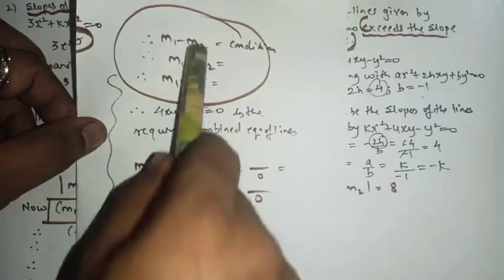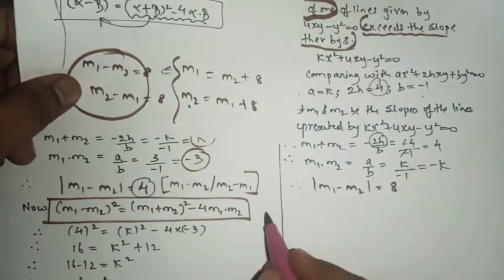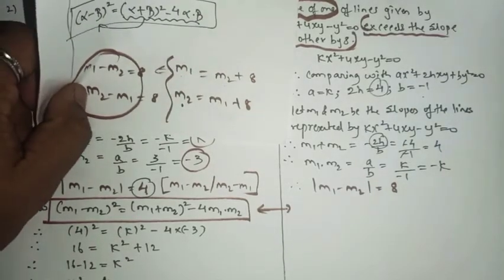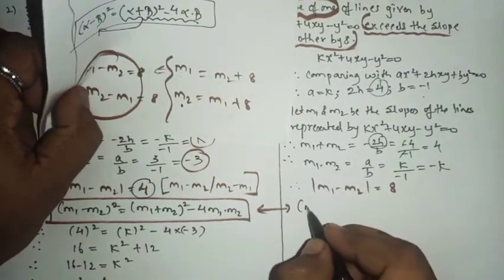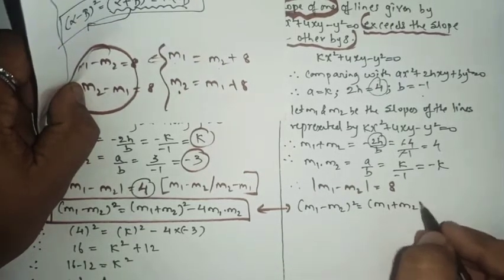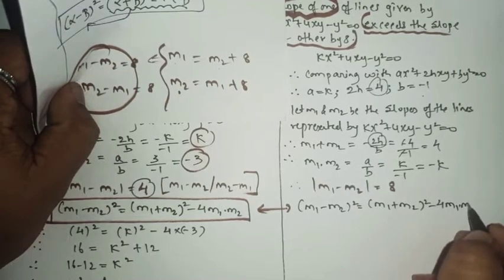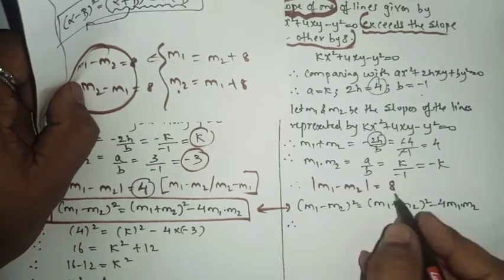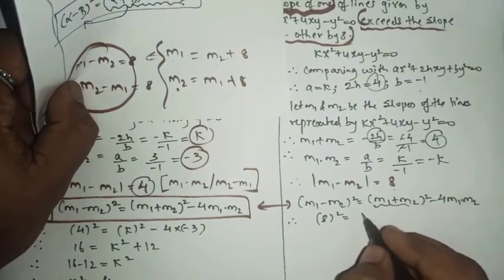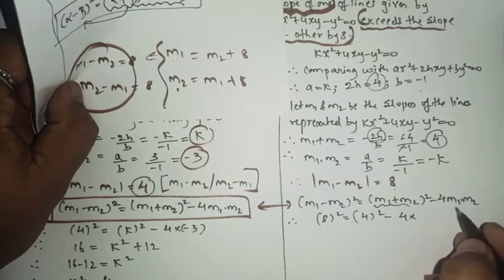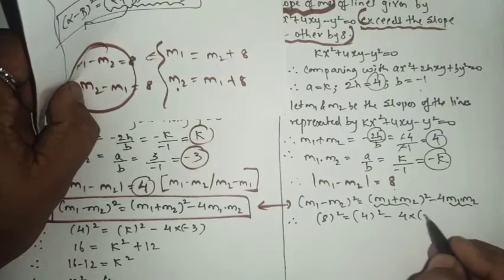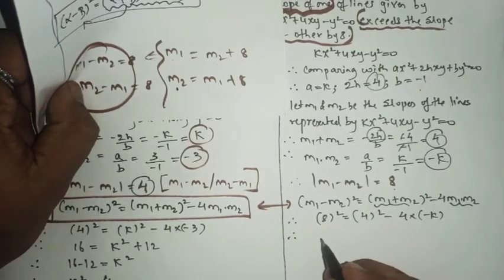Now we have these three values. Whenever we have these three values, straight away apply this formula, as I said in the previous sum. The formula is m1 minus m2 the whole square equals m1 plus m2 the whole square minus 4 times m1 m2. Substitute the values. This is 8, so 8 square equals m1 plus m2, which is 4, squared, minus 4 into m1 m2, which is minus k. So 8 square is 64.